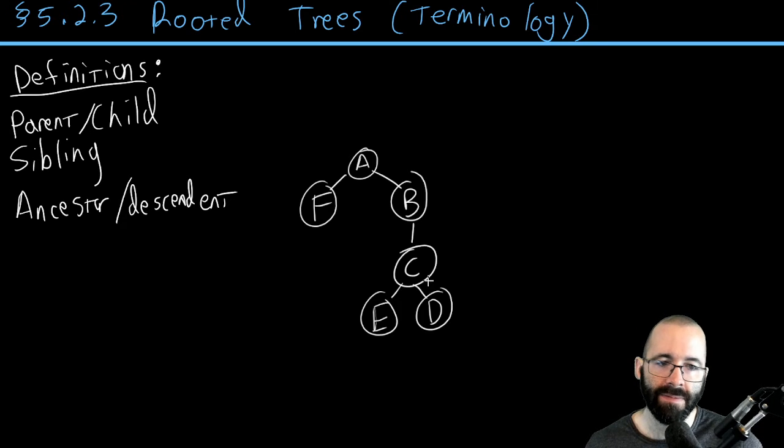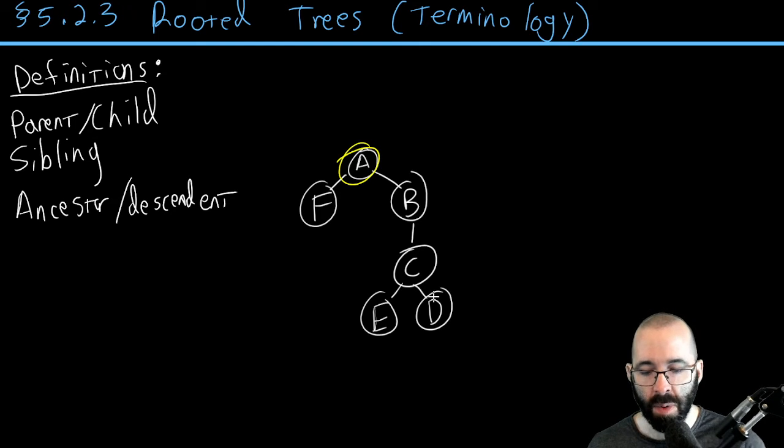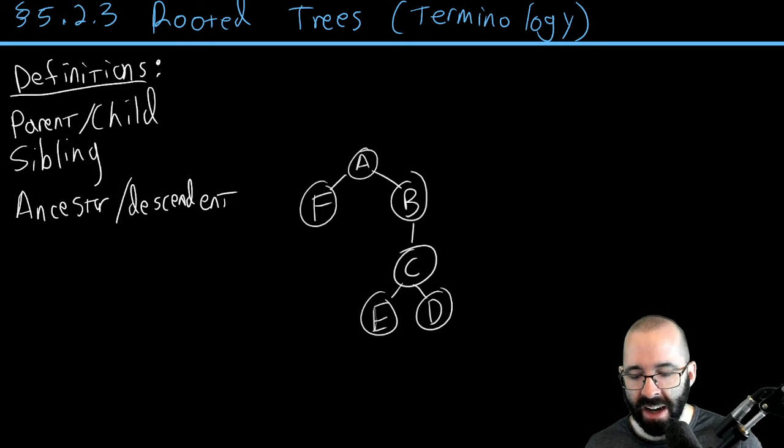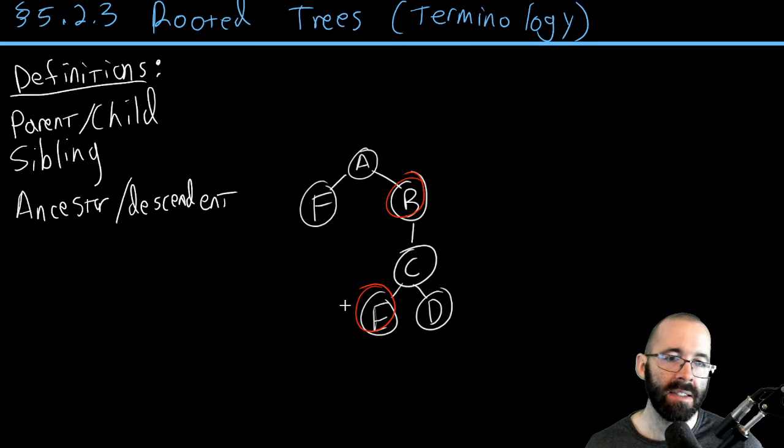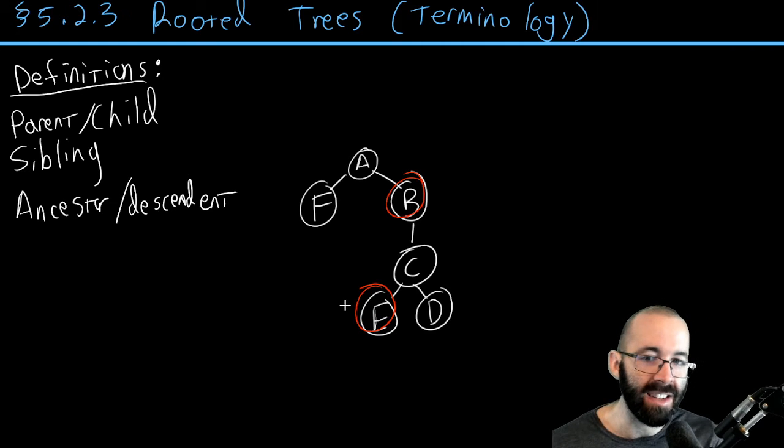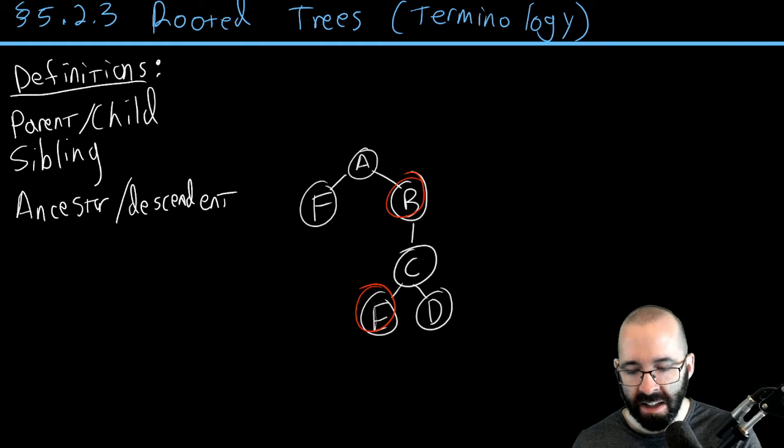Ancestor and descendant is about what you'd expect as well. Are you the great-grandparent, great-grandson, etc.? So A is the ancestor of all the nodes. That's the whole point of a rooted tree, the root. So A is everyone's ancestor. E is a descendant of B. B is an ancestor of E.